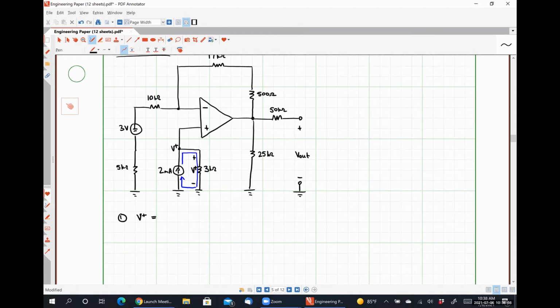So knowing that all of that 2 milliamps of current has to flow through the 3 kilo ohm resistor because there's no other path for the current to take, what should the voltage drop at the non-inverting input terminal be? 6 volts. 6 volts. Perfect. 2 milliamps times 3 kilo ohms is equal to 6 volts. Absolutely correct.